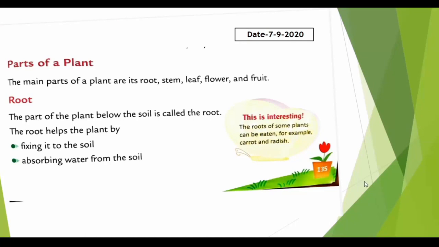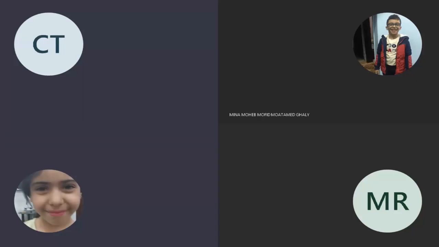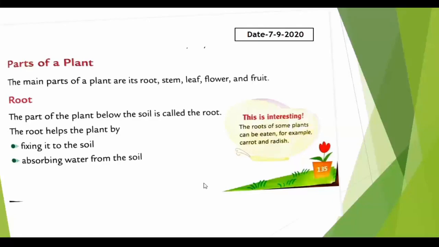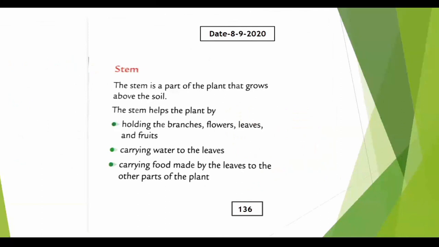Okay. Thank you. Lean Khalid, can I talk to Lean? Can I talk to Lean Khalid? Hi, Lean. Hi, teacher. Hello, dear. How are you? I'm fine. Okay. Thank you. Come to the next page, page number 136. Teacher, I didn't read. You have to wait, my dear. Let Lean start.